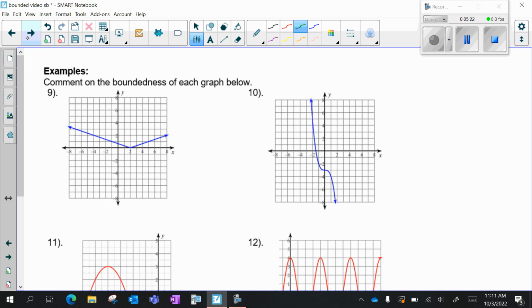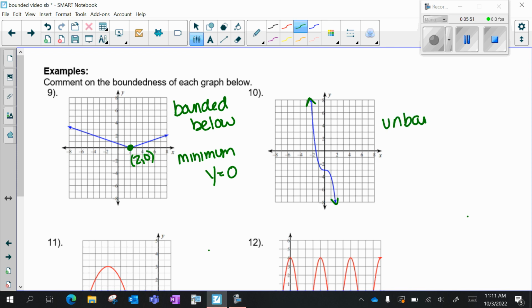Example 9, this graph has a bound here. It has a minimum at the point 2, 0. It never goes below that point, so this is bounded below, with our minimum being y equals 0. Number 10, notice, is a polynomial function. It has arrows in both directions. It has no maximum and no minimum, so it is unbounded.